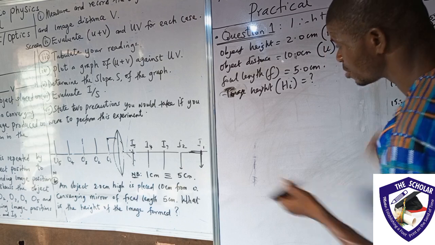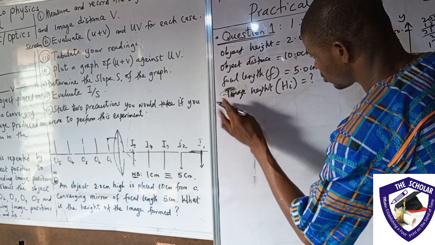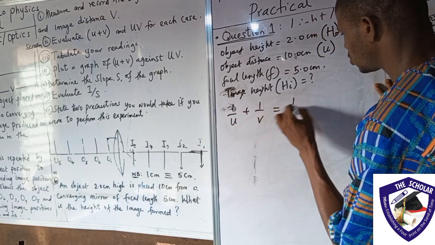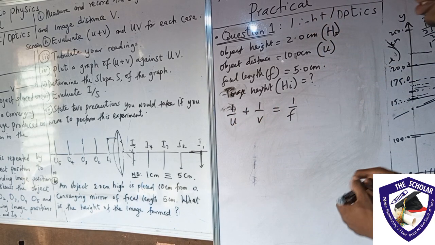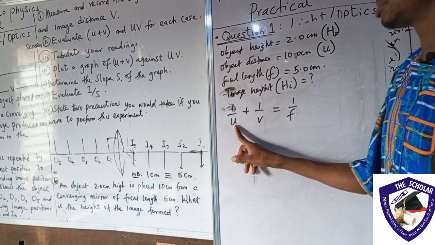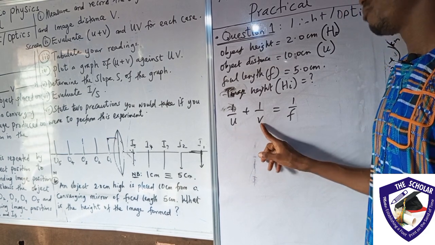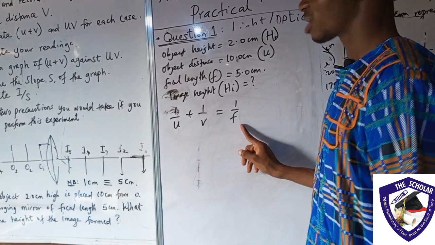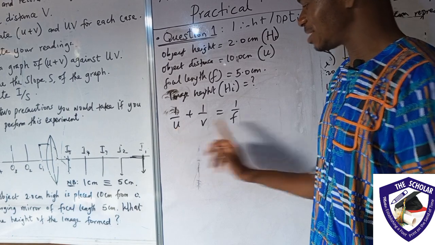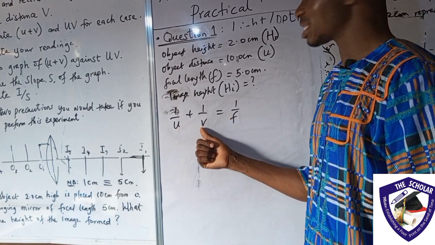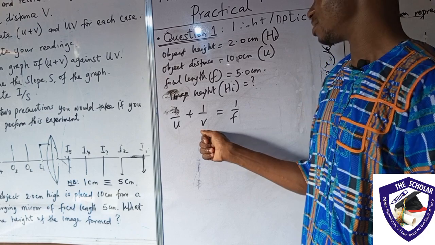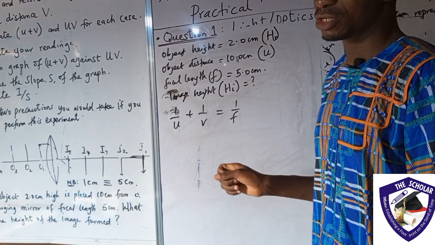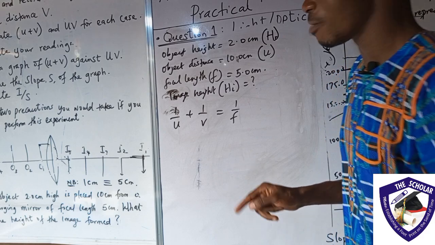The first one is what we call the mirrors formula, or lens formula. And that is 1 over U plus 1 over V is equals to 1 over F. Since it's converging lens, everything will be positive. U stands for the object distance, V stands for the image distance, and F stands for the focal length. So since this and this is given, then we use it to get our image distance. Then after that, we can now get the image height using the other formula, which is what we call magnification.